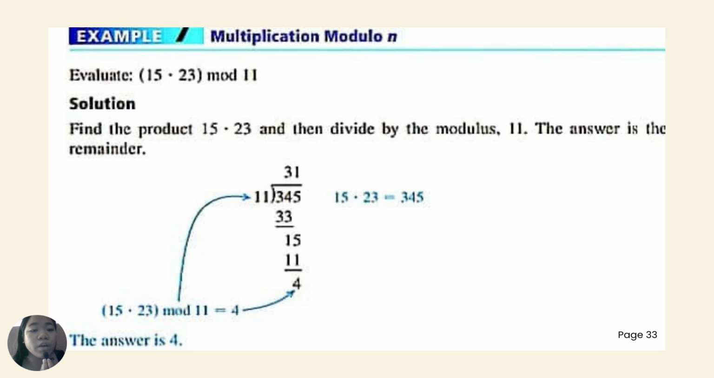1 times 11, we get 11. So 15 minus 11, we get 4. And 4 there is our remainder, and the remainder is our answer. Therefore, 15 times 23 mod 11 is equal to 4.